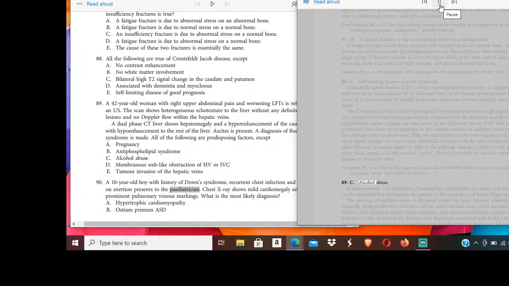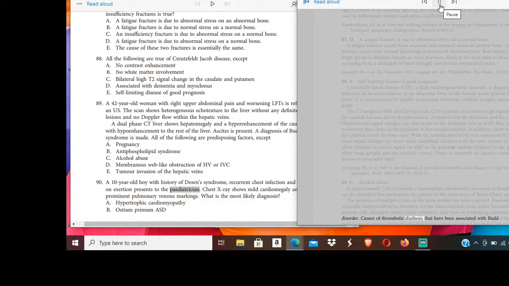89. C. Alcohol abuse. In approximately 75% of patients, a hematologic abnormality, or a cause of thrombotic diathesis, can be identified that predisposes the patient to the occurrence of Budd-Chiari syndrome. The presence of multiple causes in the same patient has been reported. Hematologic diseases, especially myeloproliferative disorders, are the most common cause, and it has been suggested that patients with idiopathic Budd-Chiari syndrome may have an underlying myeloproliferative disorder.